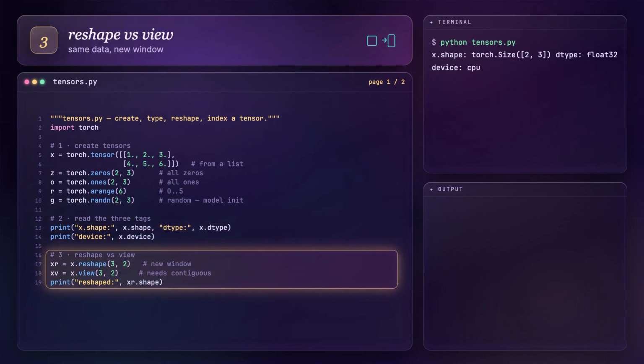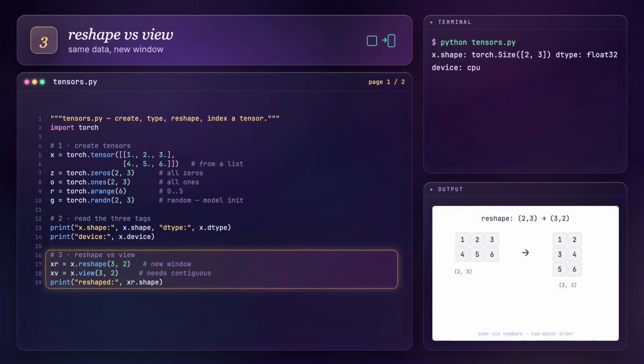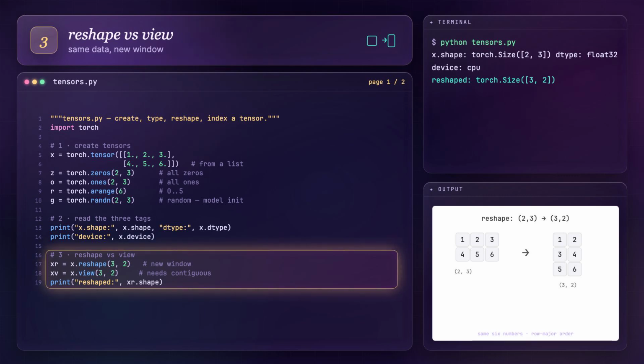Then reshaping. We take our 2x3 x and call reshape(3, 2), same 6 numbers, new window, and print the new shape to prove it. Right below, view(3, 2) for the same result, with a comment flagging that view needs contiguous memory, while reshape will copy if it must. Our x is contiguous, so view is happy here. Watch the shape go from 2,3 to 3,2 in the terminal.